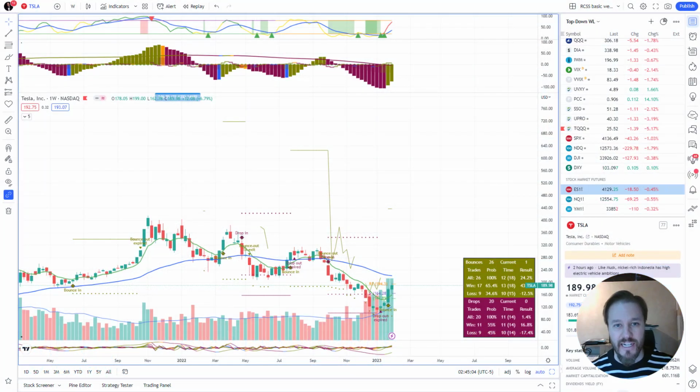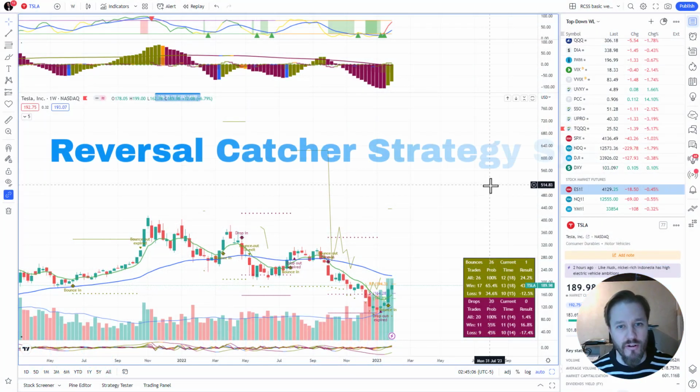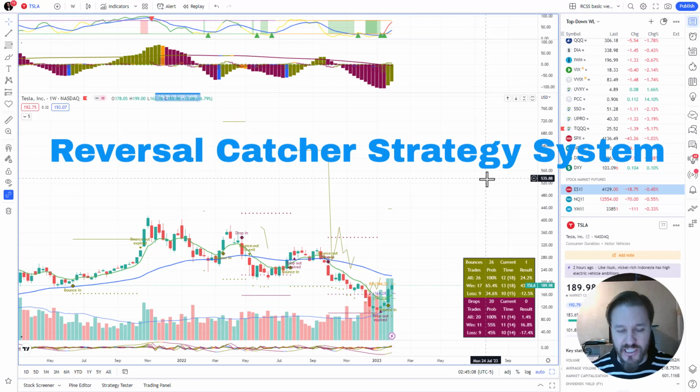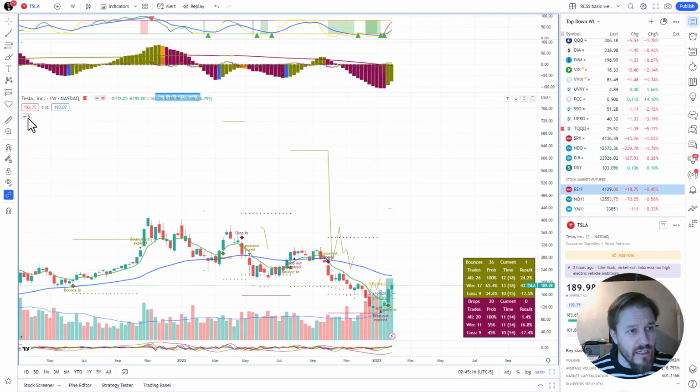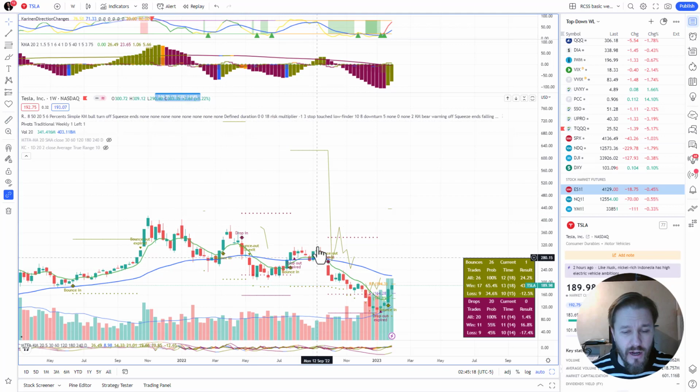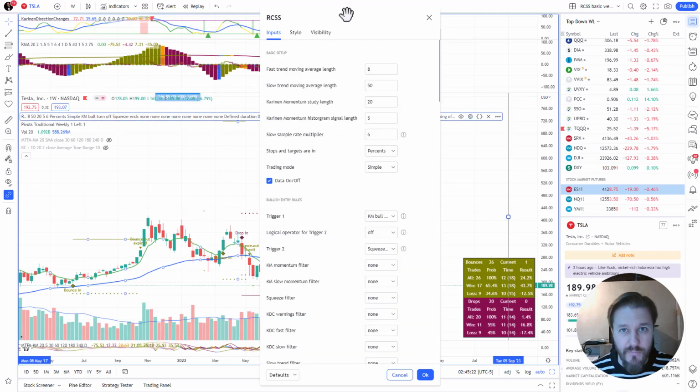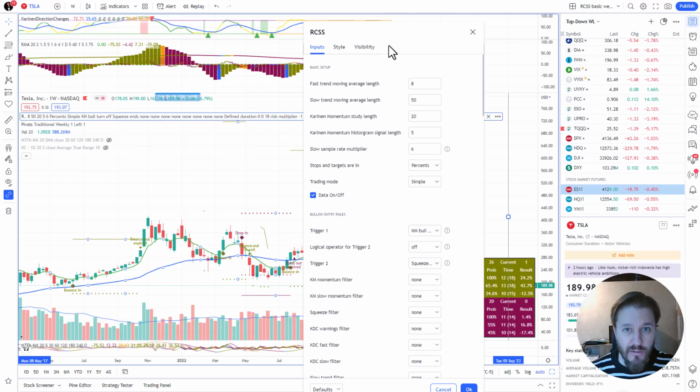Hey, this is a little walkthrough of the Reversal Catcher Strategy System Indicator, January 2023 or end of January release. So I've got it already on the screen here, just gonna go through the settings. And that's actually all I'm gonna do.